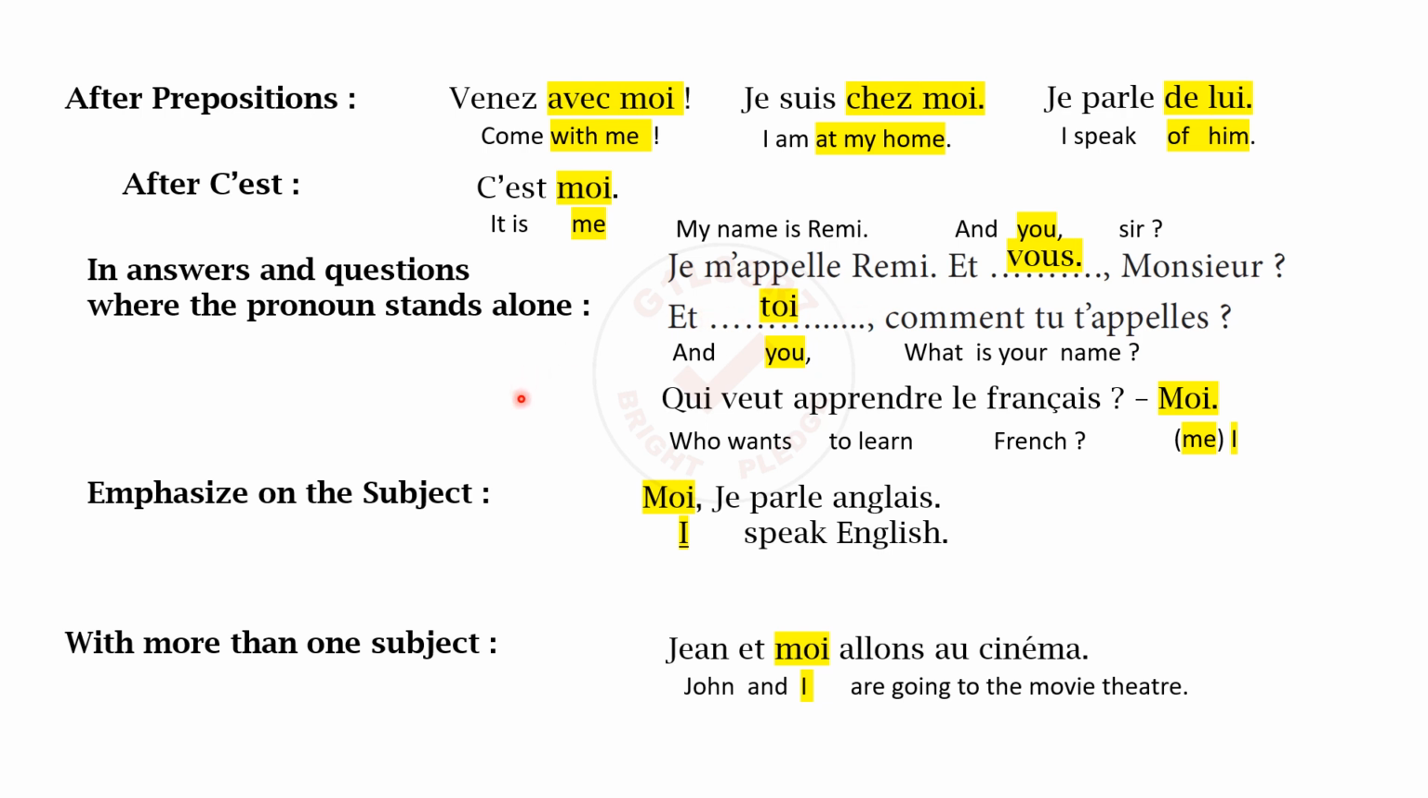Next, if I want to emphasize the subject, for example, I speak English, and I want to emphasize the I, at that time I make use of the tonic pronoun. So I would say, moi, je parle anglais. And when there is a double subject, more than one subject, again I can make use of the tonic pronoun. For example, John and I are going to the movie theater: Jean et moi, nous allons au cinéma. So again, I'm using the tonic pronoun. These are the different cases where I can make use of the tonic pronoun.